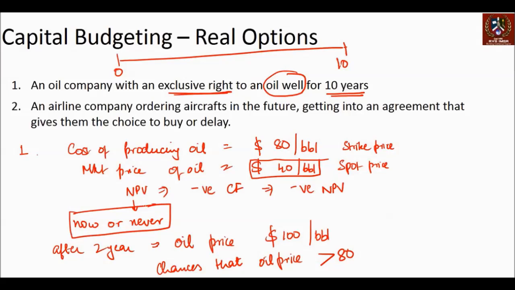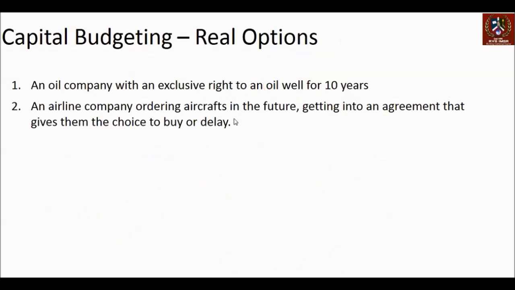You can't change it tomorrow, right? But in real life, these options are available with us. And basically, these are cases where you have to incorporate the probability of an event getting achieved, the chances that oil price goes above $80 a barrel, right? That's the first example. Let's look at the second one.